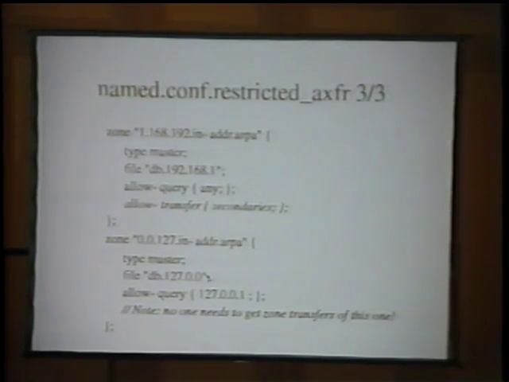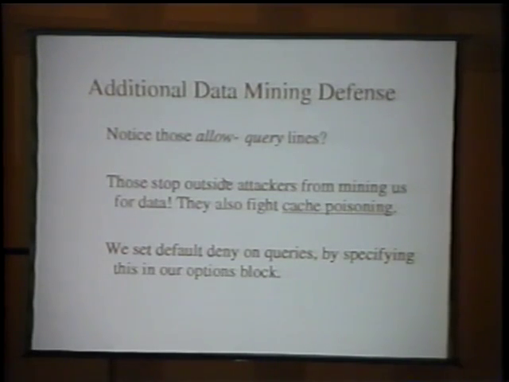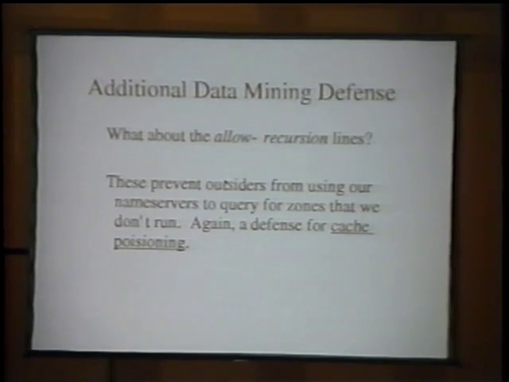And we're doing the same thing on the other zones, specifically saying who's allowed to query. Again, default deny. You don't get anything unless I already thought of you and decided you should get some data. Only give people what access they require. So we're setting a default deny on queries, and then we're saying who's allowed to actually query our servers.